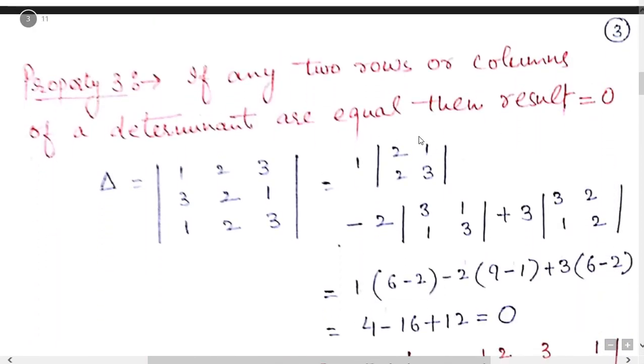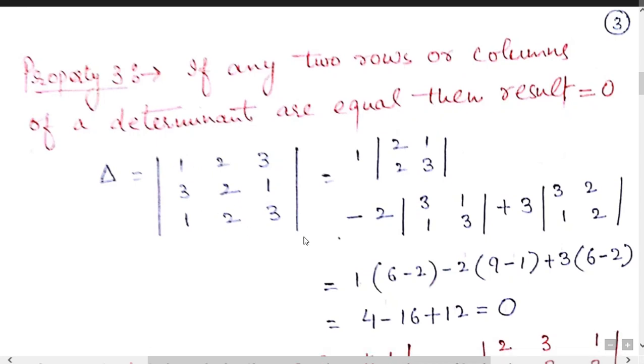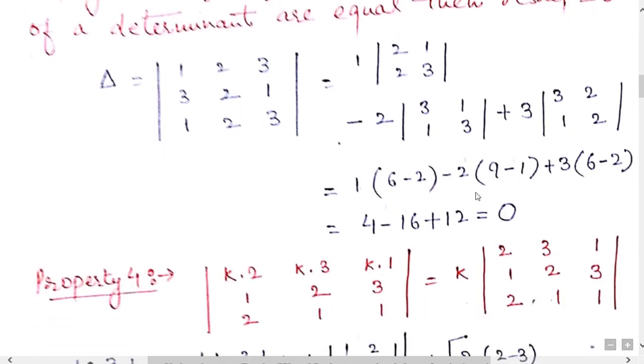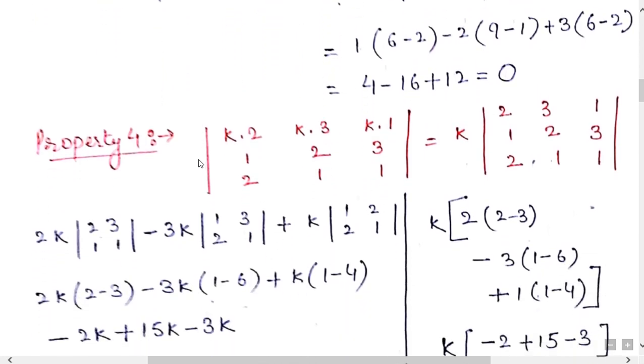Next property: if any two rows or columns of a determinant are equal, in this case the first and third rows are the same, then the determinant vanishes. The determinant gives the answer 0. You can take any example. You can select any two rows equal or identical, or any two columns.